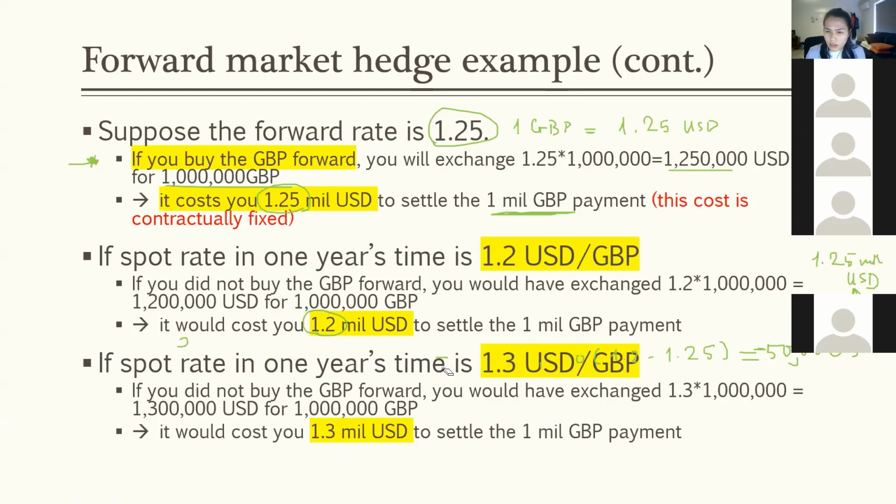In contrast, if the spot rate is going to be higher in the future, now in this case, if you exchange 1 million pounds into USD in the spot exchange rate market, it's going to cost you $1.3 million. But because you have entered into a forward contract at the start, your forward contract is going to pay off.